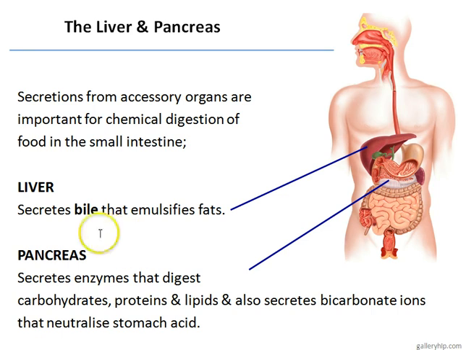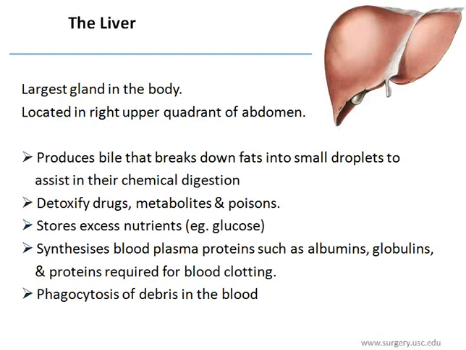So the first structure I'll consider is the liver. It's an epithelial gland. It's the largest gland in the body. It's located in the right upper quadrant of the abdomen, just beneath the thoracic diaphragm. It has many roles in the body, but we're only really interested in its role in digestion in this lecture. What it does is produce bile that breaks down fats into small droplets. This will assist in the chemical digestion of fats, because if you have small droplets, they are much more accessible to fat-degrading enzymes produced by the pancreas.